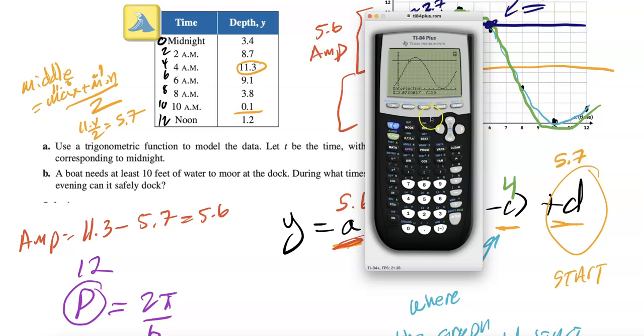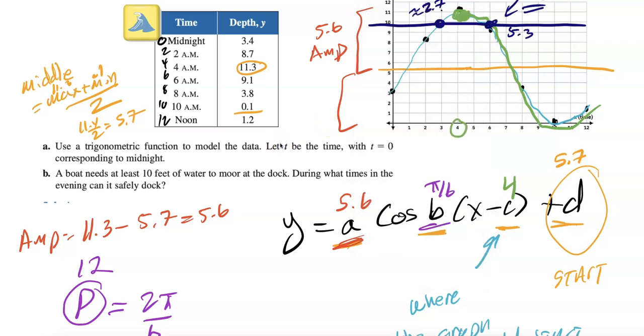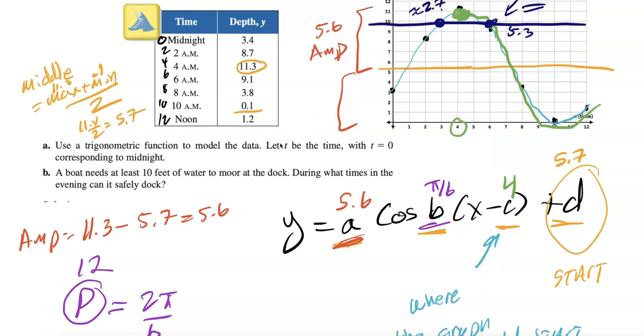Then we're going to do the same thing for the other point. So second, calculate, intersect. We're going to go over here, and then hit enter a couple of times. And we get 5.3, we'll say. So, during what times? I'm going to say about from 2 a.m. to 5 a.m. So it's about those two. And that's the video.